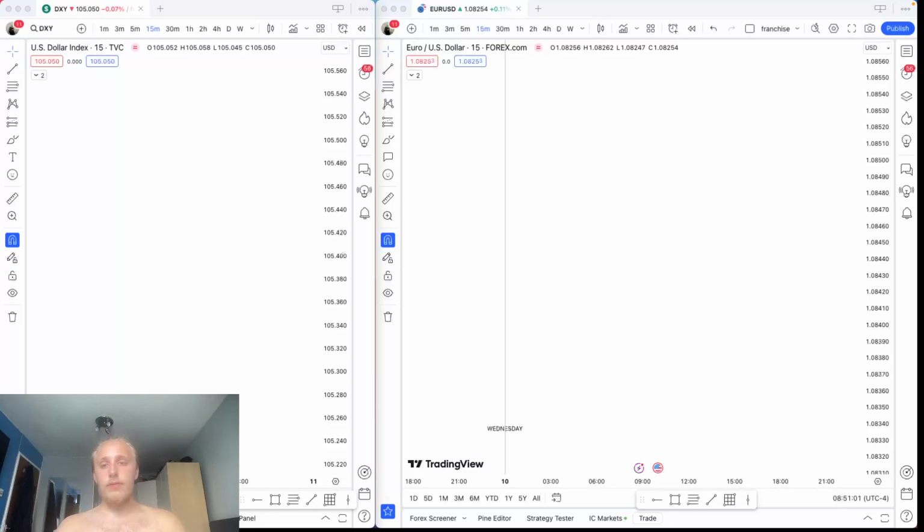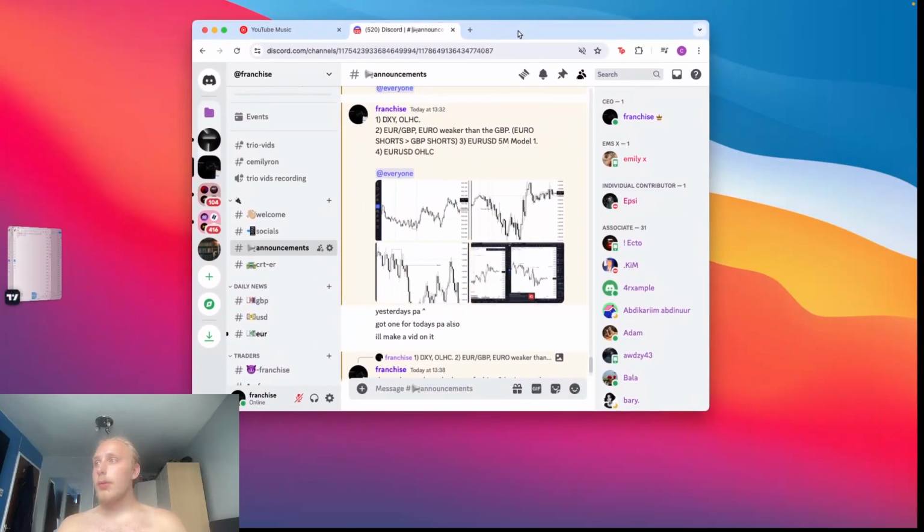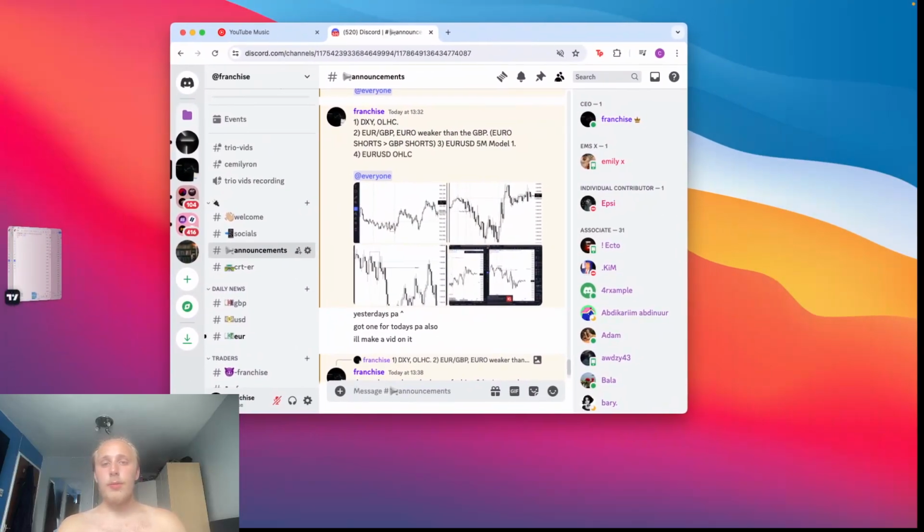I posted 4 pictures of yesterday's price action in the Discord. I will show you now if you have not seen it. So, 4 pictures: DXY, Euro GBP, Euro USD, and the full Euro USD candle.